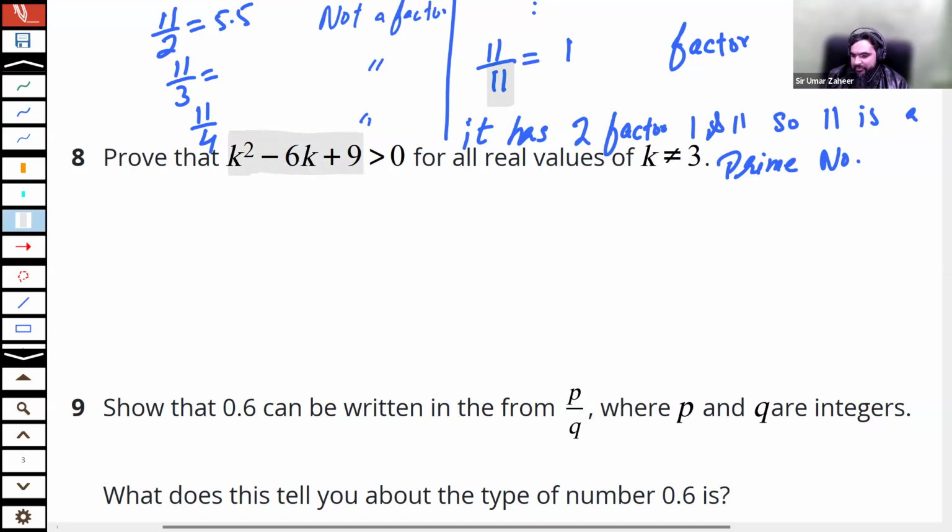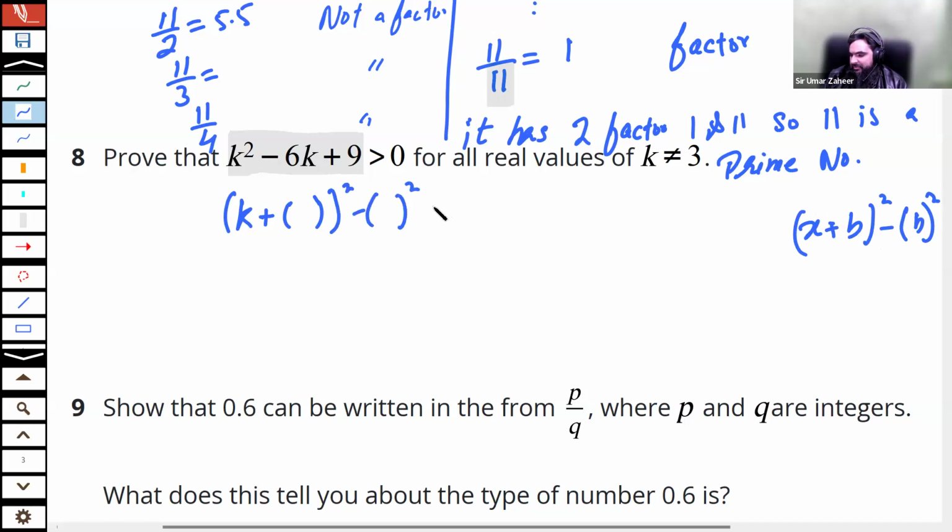All right. So I know to write it in this form: (x plus or minus b) whole squared minus b squared. So it is a whole square minus b squared plus 9, which is greater than 0. Now what is b? b is the coefficient of x over 2, so it is minus 6 over 2, that will be minus 3.